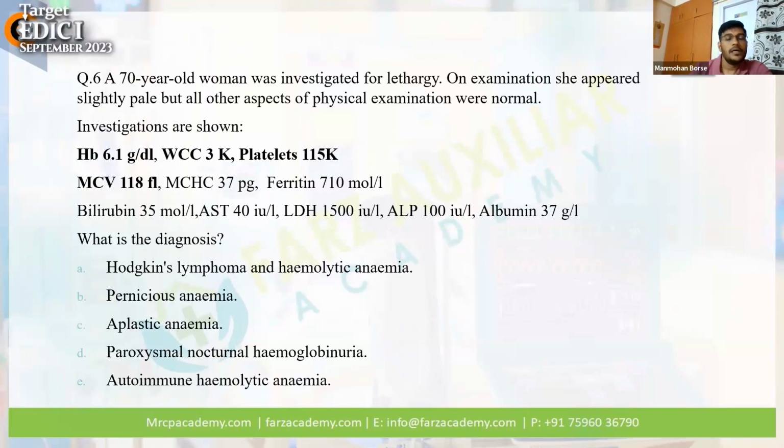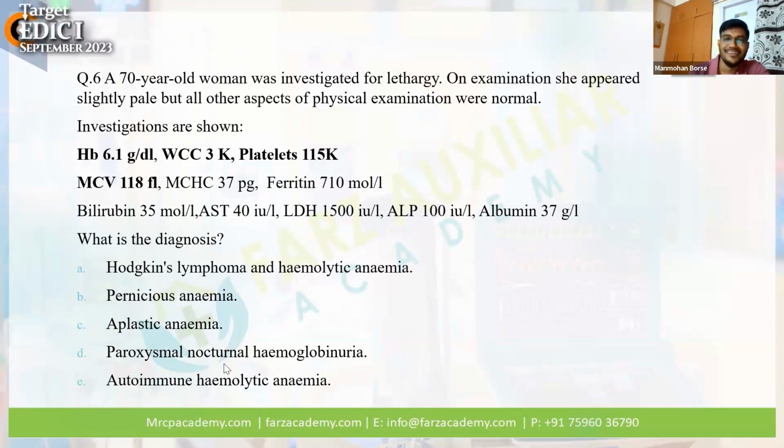Next question. A 70-year-old lady was investigated for lethargy. On examination, she appeared slightly pale, but all other aspects of her physical examination were normal. Her labs were like hemoglobin 6, WBC 3,000, platelets 1,15,000. Her MCV was high, 180. Ferritin was on the high side. Bilirubin was 35, LDH was high, 1,500. ALP was slightly raised, albumin was normal. What is the diagnosis?